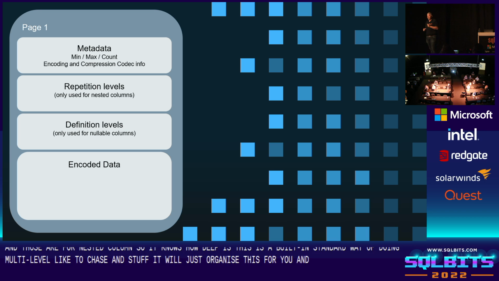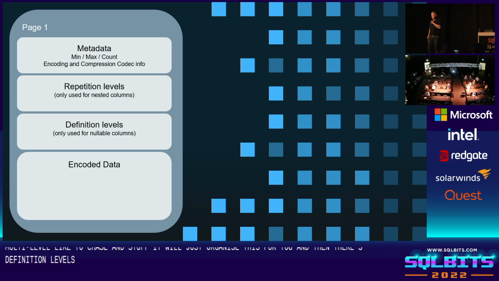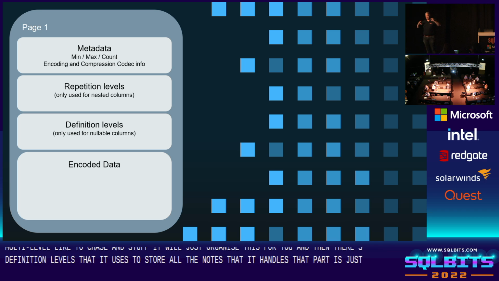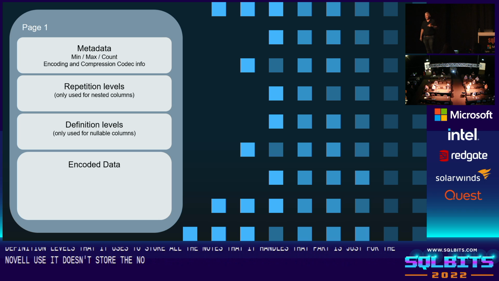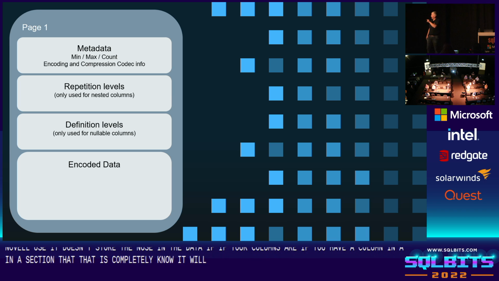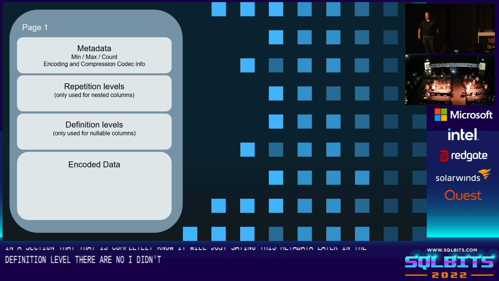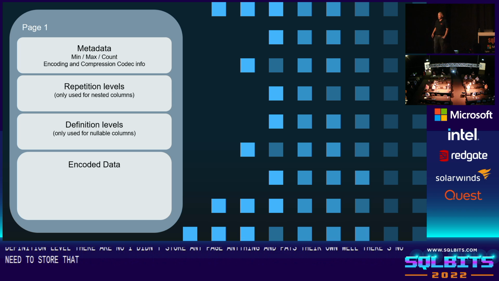And then there's definition levels that it uses to store all the nulls. That part is just for the null values. It doesn't store the nulls in the data. If you have a column in a section that is completely null, it will just say in this metadata layer in the definition level, they're all null. I didn't store anything in the page. They're all null. There's no need to store that. So it doesn't store 1,000 nulls or something. It just says this section has only nulls.